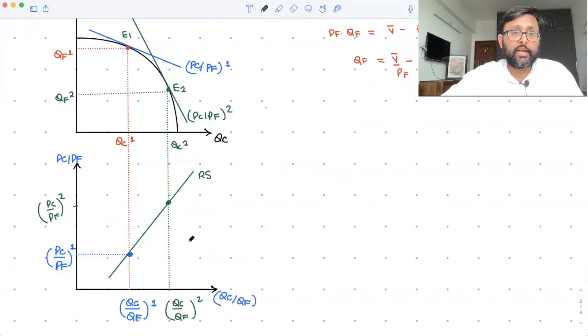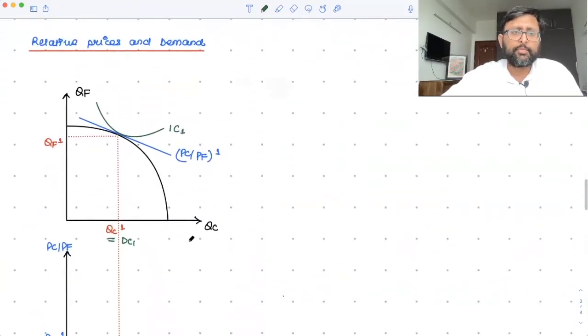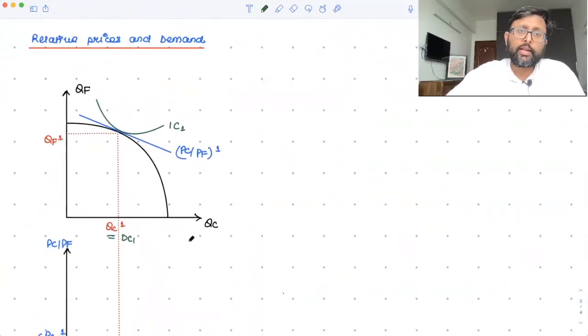So we have derived the relative supply curve. Let's move on and talk about the relative price and demand. If the economy is not trading at all, then whatever the economy is producing, the economy can only consume that much. There should not be any doubt in that. Fair enough.